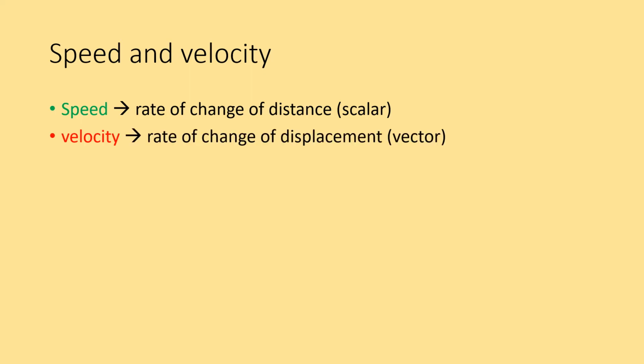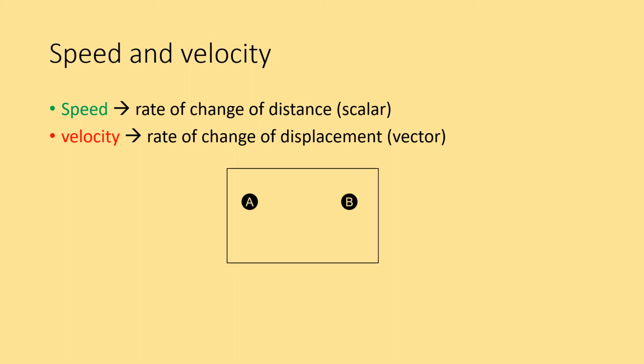So moving on from distance and displacement, we can talk about speed and velocity. Now, it's pretty much the same argument here. Speed is the rate of change of distance. Now we've discovered what distance is. It's the complete journey for how far you have gone. So the speed is the rate of change of that distance. The velocity, however, is the rate of change of displacement.